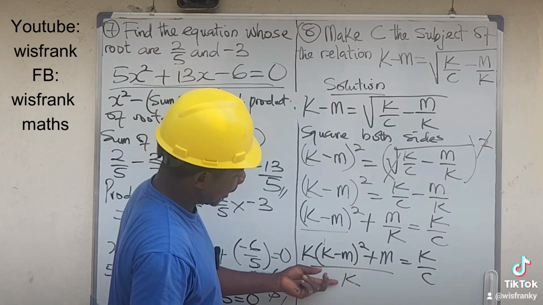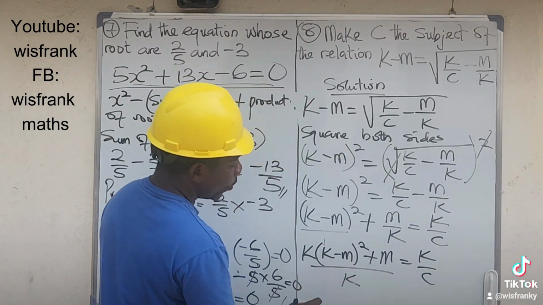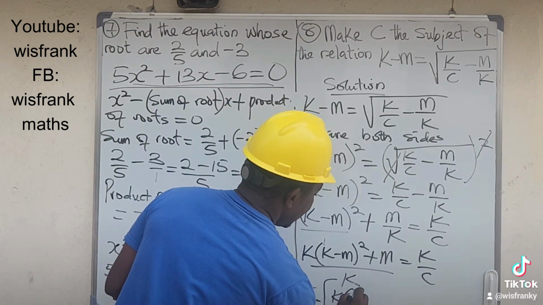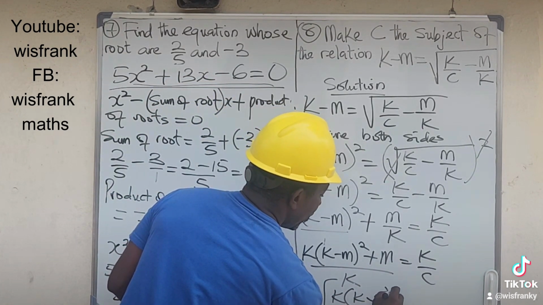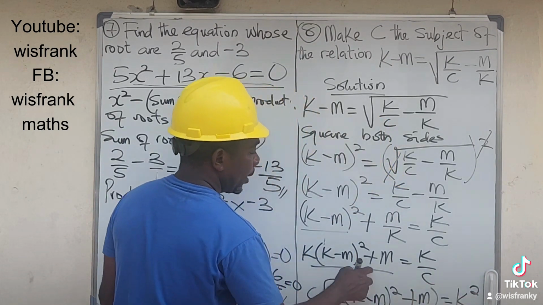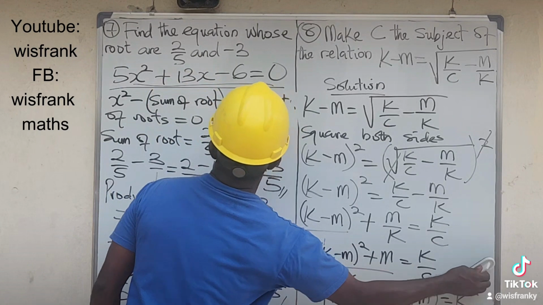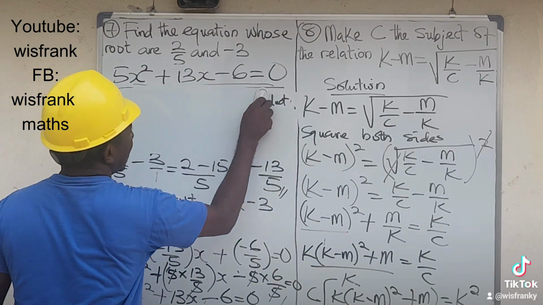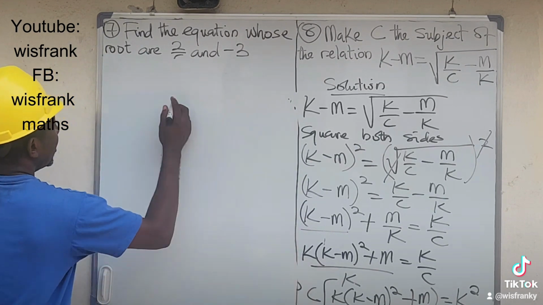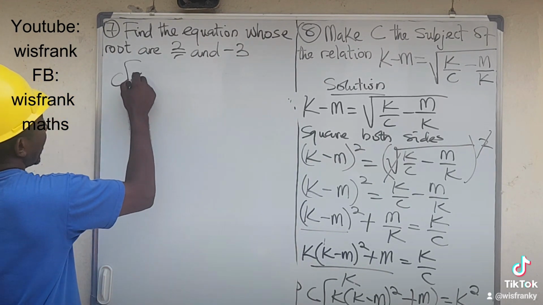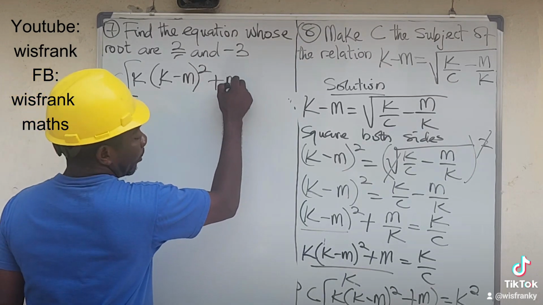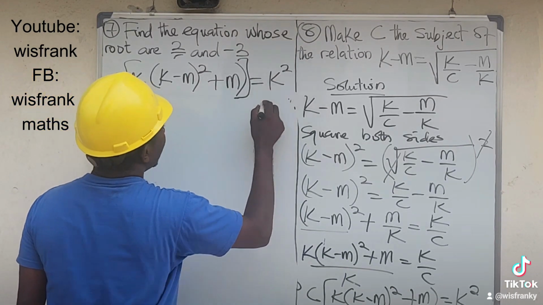So in this case, we can cross multiply now. When we cross multiply, we have c into k minus m all squared plus m equals k squared, k times k. So we have that. Then let's move to this other side. So we clean this and bring down this. We have c into k minus m all squared plus m equals k squared.